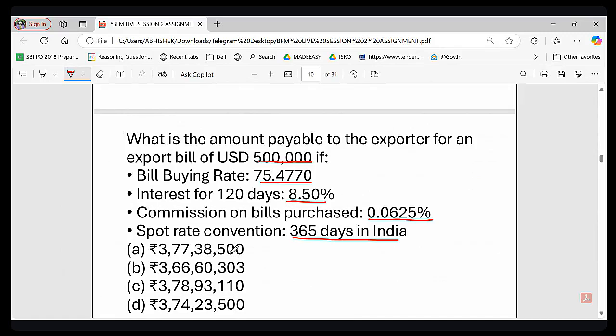First, let's calculate the basic amount in INR based on the bill buying rate. How do we calculate the basic amount in INR? Is it US dollar multiplied by the bill buying rate, or do we divide the USD amount by it? This is your bill buying rate and this is your US dollar. Whether you have to multiply these two to calculate INR or divide. Please type what you think is correct. Multiplication or division.